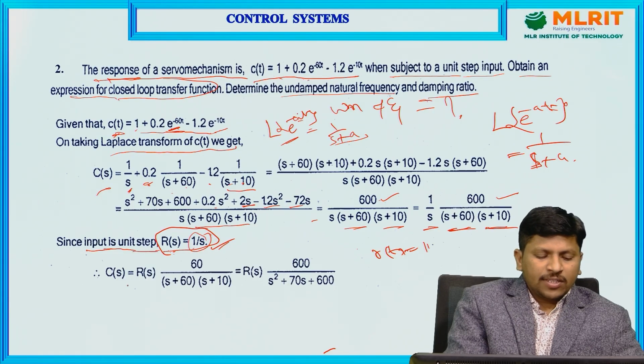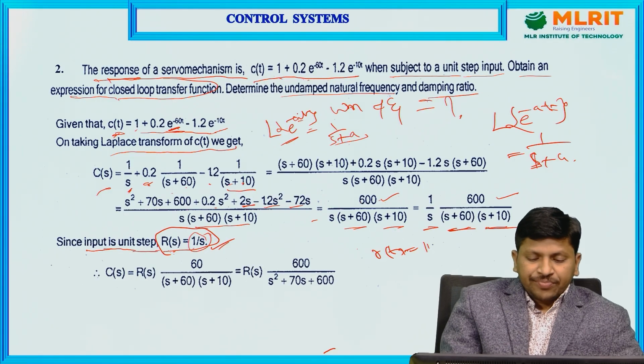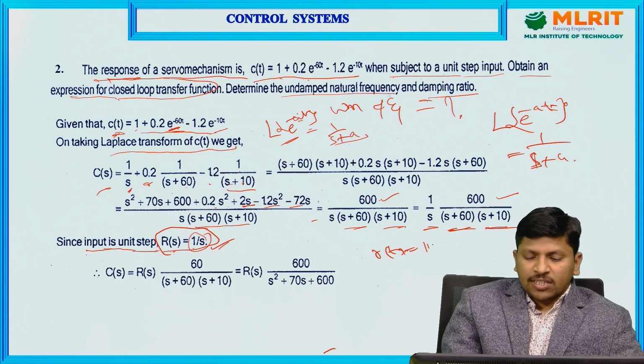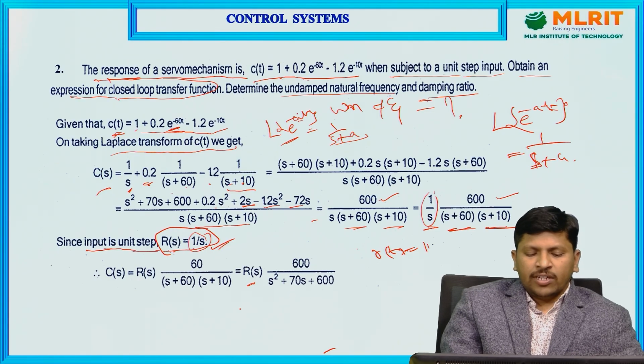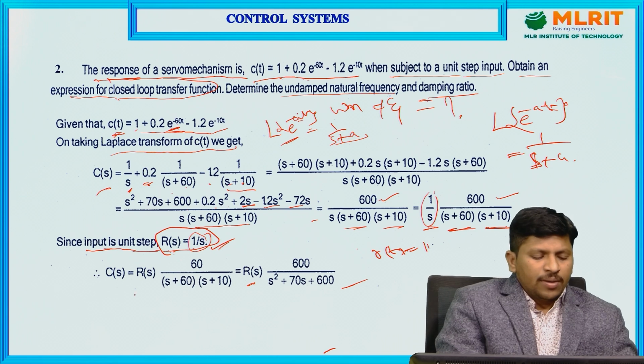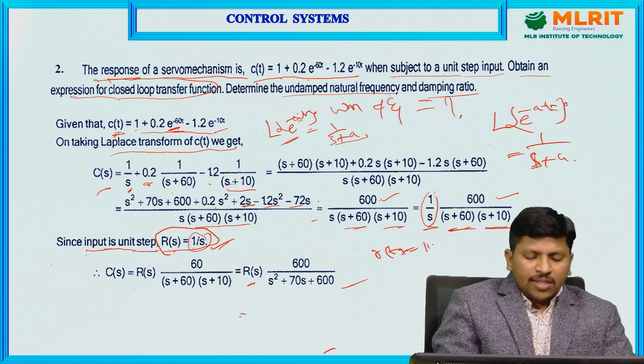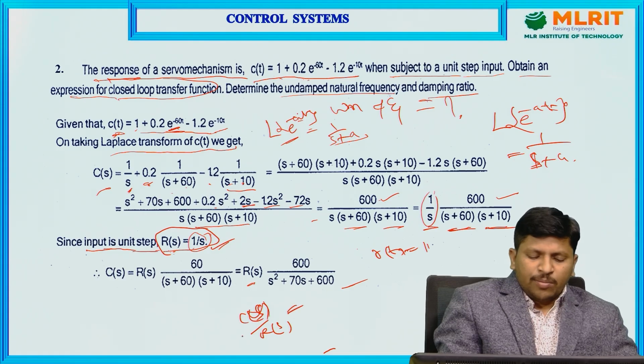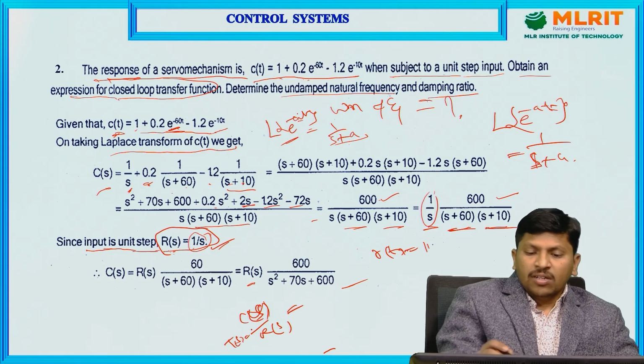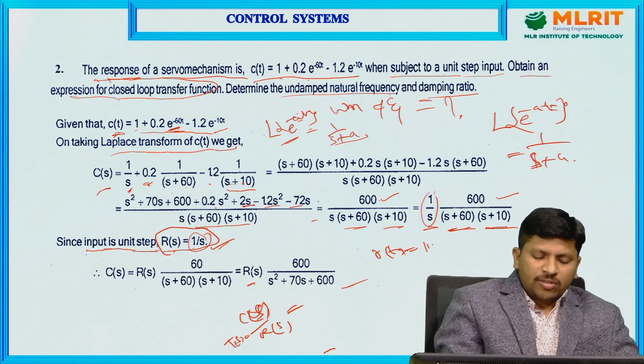C of s equals R of s times 600 divided by s into (s plus 60) (s plus 10). Here, observe, 1 by s is common, and 1 by s is nothing but R of s. So C of s divided by R of s is the transfer function, right? In the question they are asking the closed loop transfer function, that is equal to 600 divided by s square plus 70s plus 600.